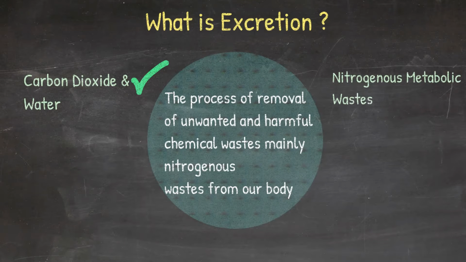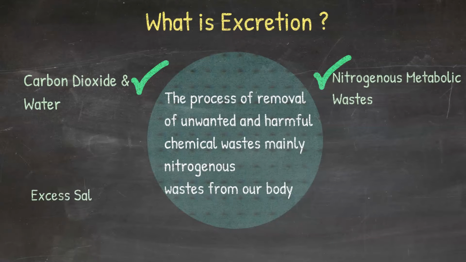Nitrogenous metabolic wastes like urea, uric acid and ammonia are produced in the liver from the breakdown of protein. Urea, which is highly poisonous if allowed to accumulate in the blood, may cause death. This is excreted through the kidneys.